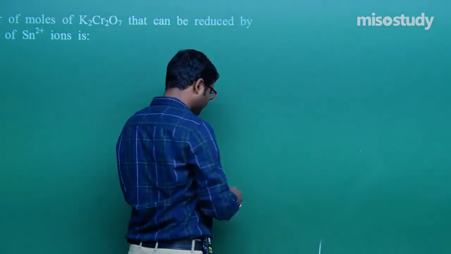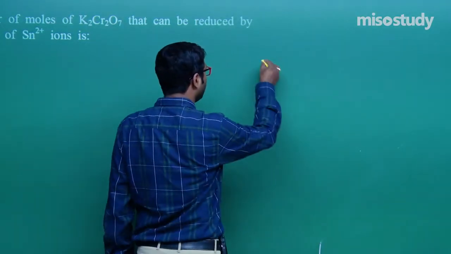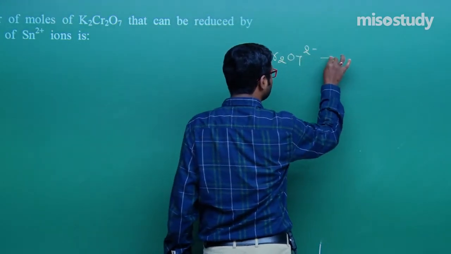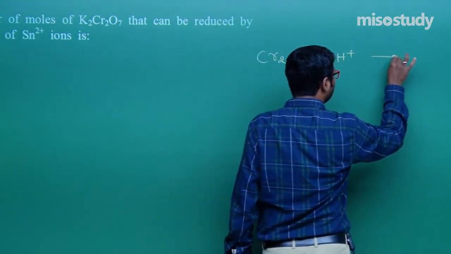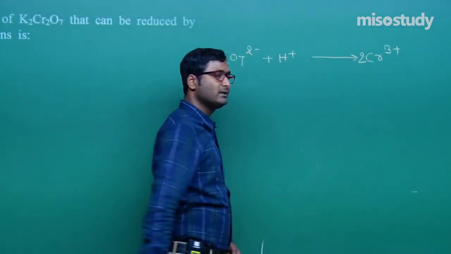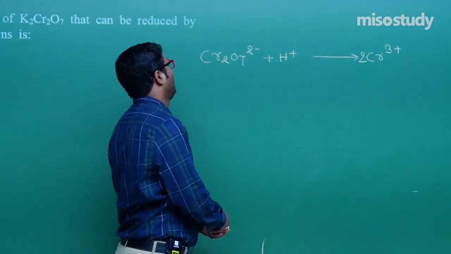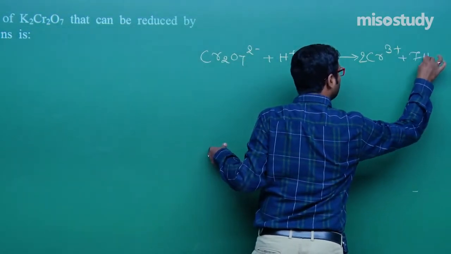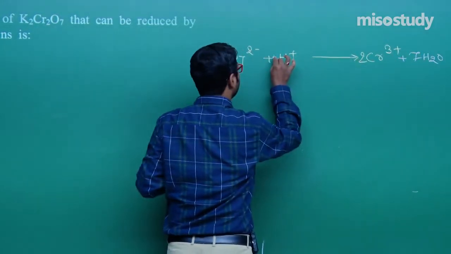Wait for a moment. First of all, let me give the detailed solution. If I put here Cr2O7 2 minus, it gives you Cr3 plus. Clear? This is a general trend. Now there are 7 oxygens, put here 7H2O and put here 14.